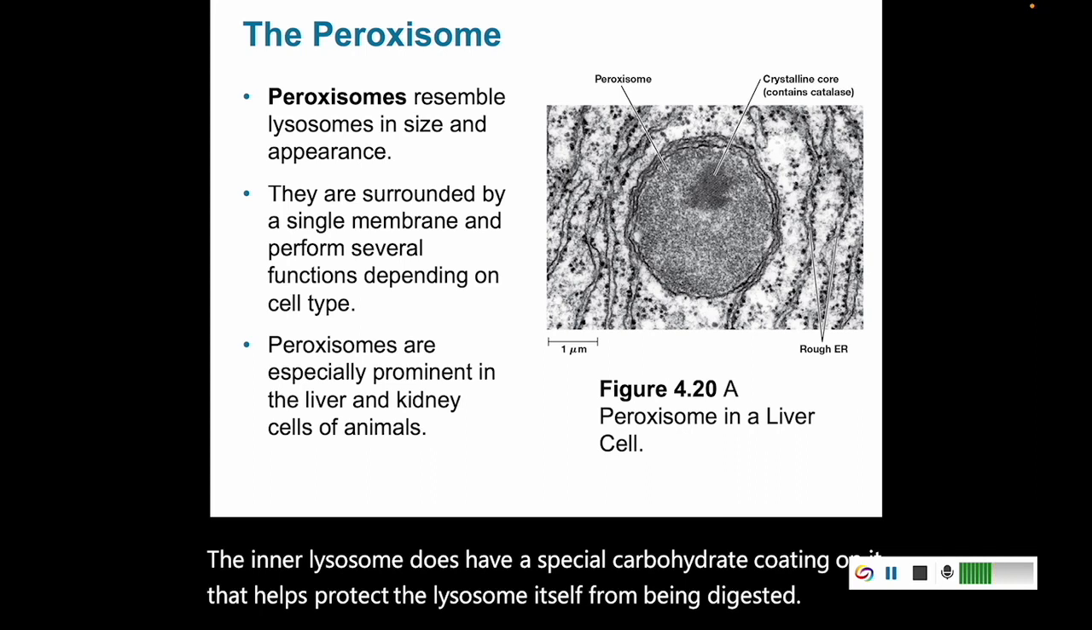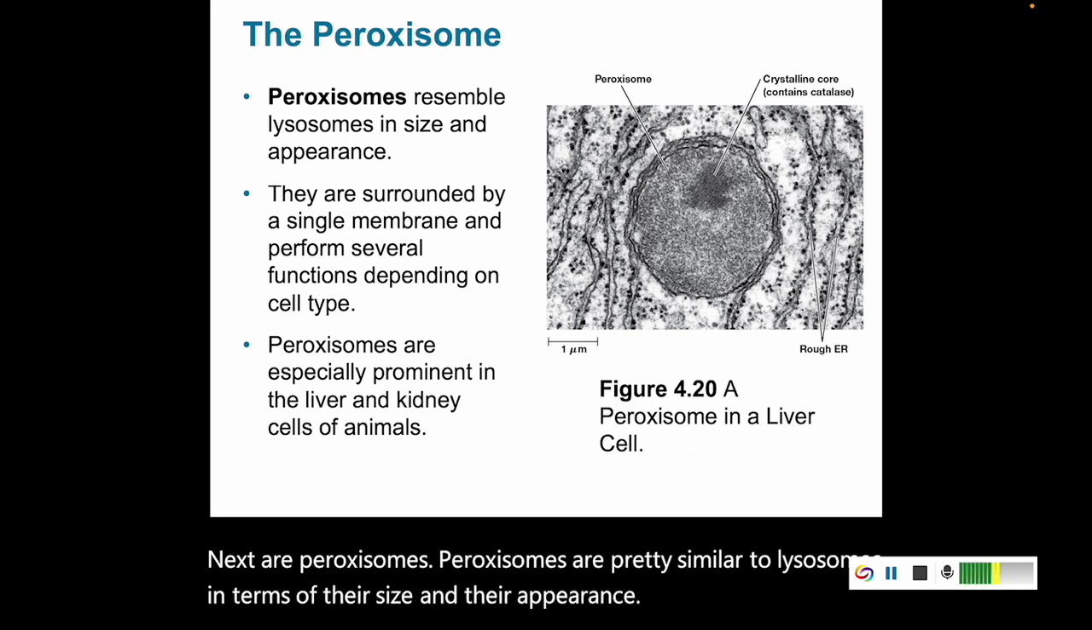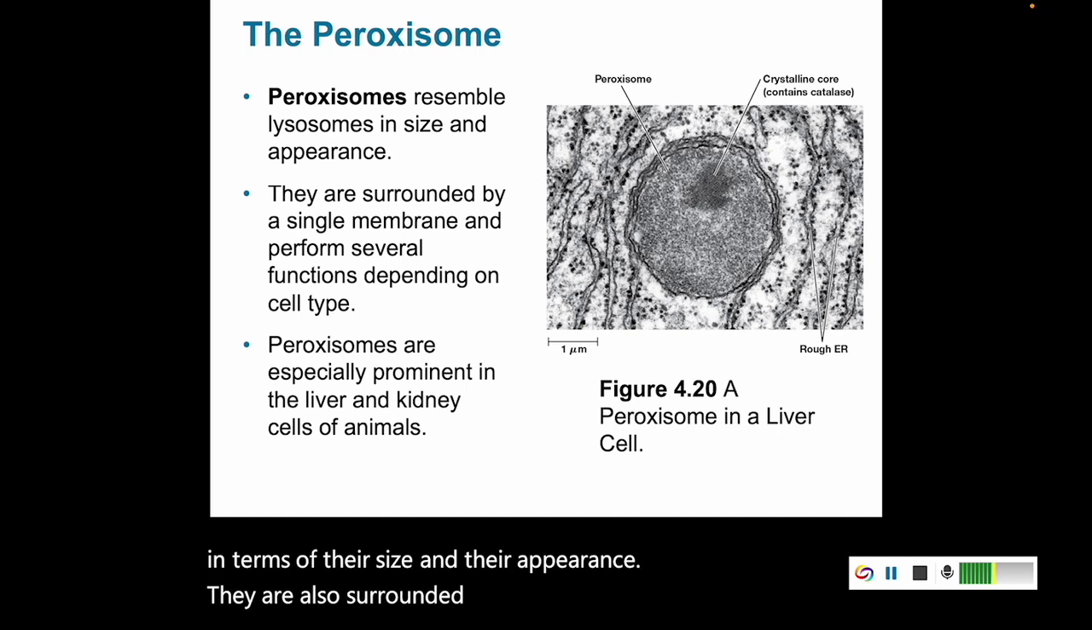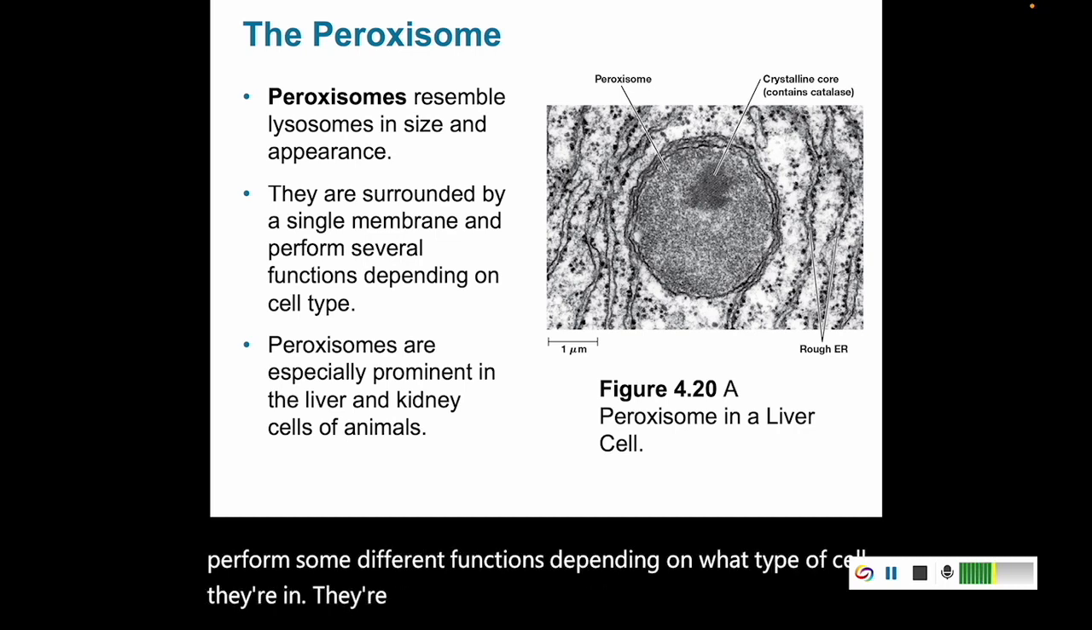Next are peroxisomes. Peroxisomes are pretty similar to lysosomes in terms of their size and their appearance. They are also surrounded by one membrane, one bilayer, and they can perform some different functions depending on what type of cell they're in. They're especially prominent in humans in liver and kidney cells.